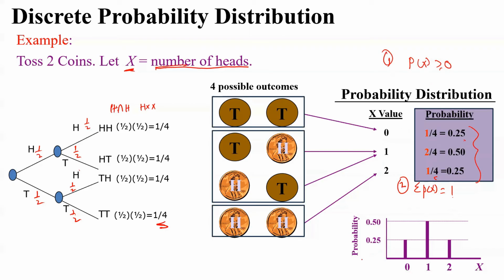Now, if we represent it in the form of a graph, the bar chart shows that at X equal to 0 the probability is 0.25, at X equal to 1 it is 0.5, and when X is equal to 2 it is 0.25. So this is the way we come up with the solution for tossing 2 coins and all the possible outcomes.